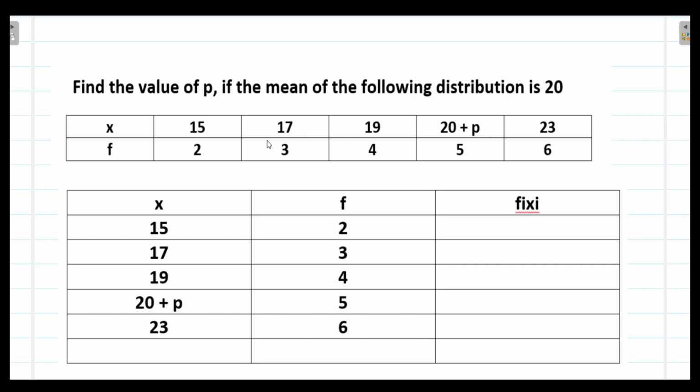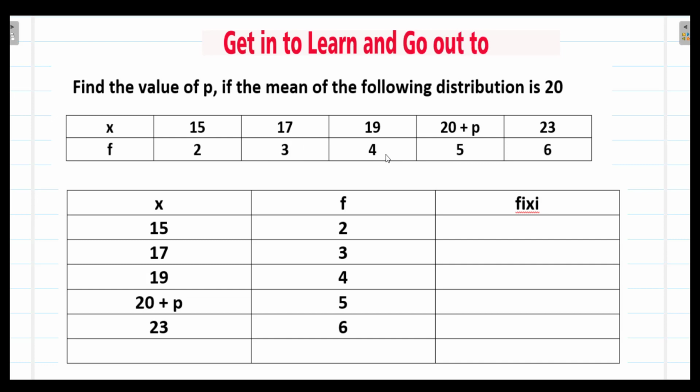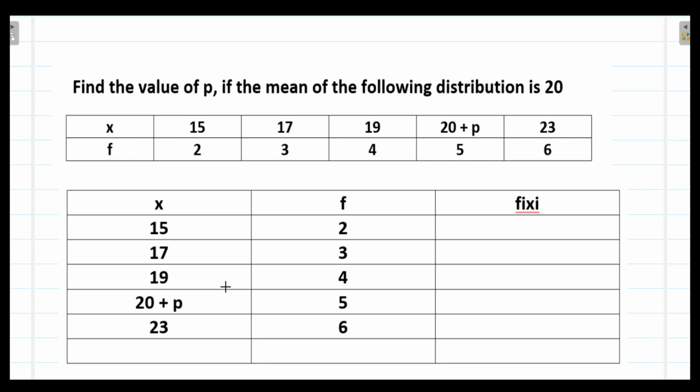Or sometimes you are asked to find the missing frequency. Any one of the frequencies will be missing and you have to find the value of this missing frequency. So let us see how to find this missing frequency or the value of P. Here, friends, xi is given to you directly. xi means the mid value. This mid value is given to you directly instead of the class.